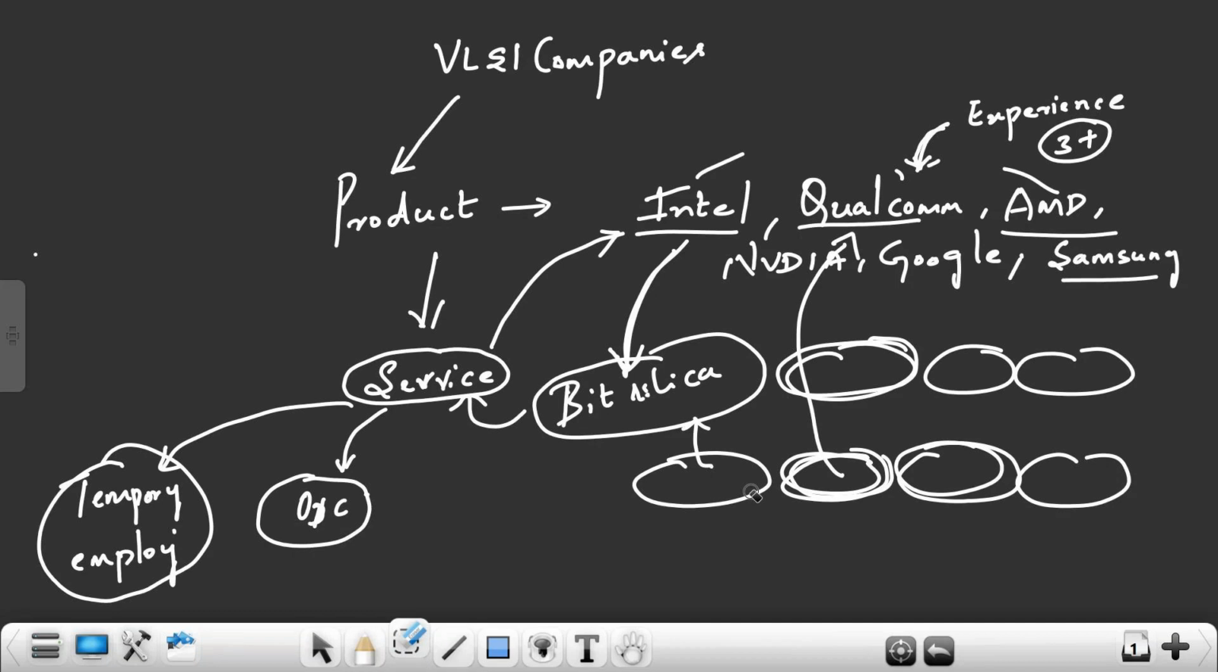Again, there will be third service-based companies, and you will send this to what? This company, and from here it will go to what? First service-based companies, and that will go to the third-based companies.